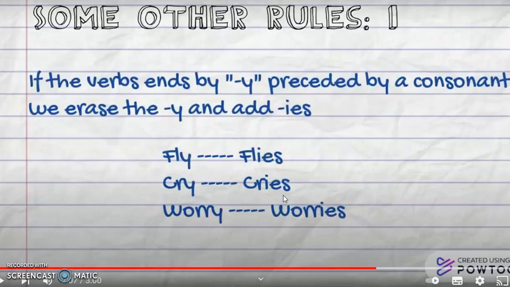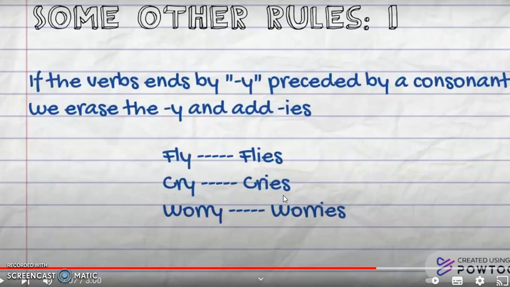Okay, here we have a second rule. If the verbs end in Y, preceded by a consonant, we erase the Y and add IES. This can be a little complex rule, but you are going to learn it when practicing. As soon as you start using this verbal tense, as soon as you start practicing, you are going to see that this rule is not as difficult as it seems. So let's be patient.